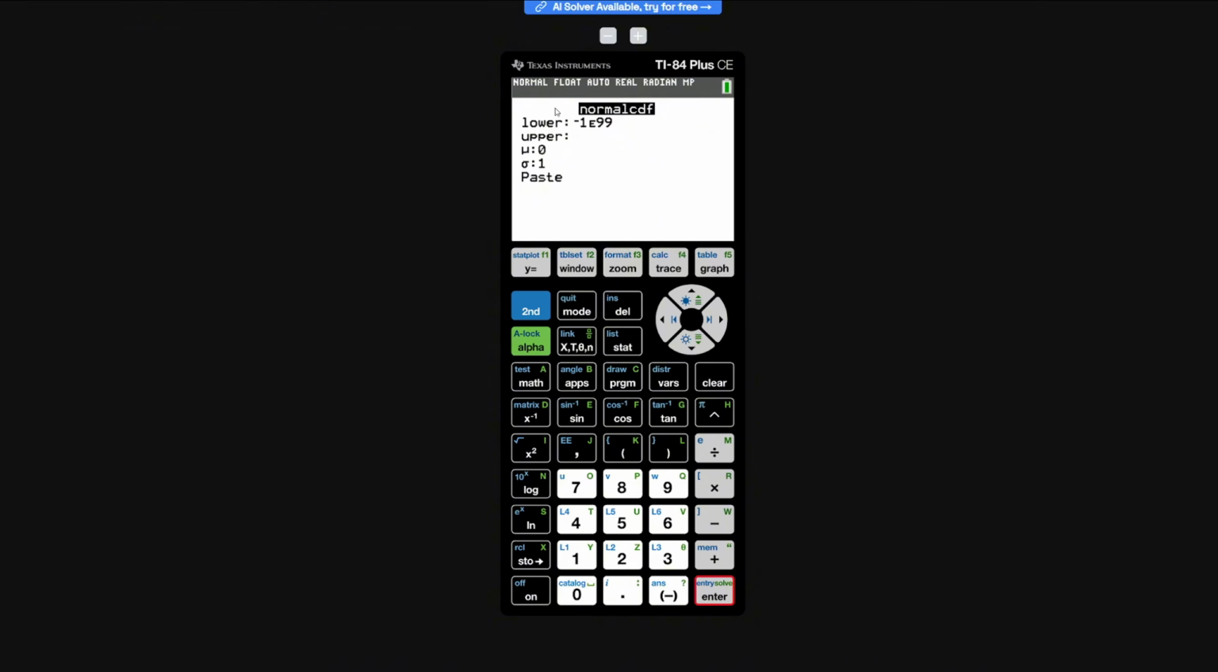If you go here, you write in the lower bound of the normal distribution, and then the upper bound. Then you write the mean, which is at the bottom there. So let's just write 8. This is the mean, and this is the standard deviation. If you paste in the normalcdf, it gives you the value.